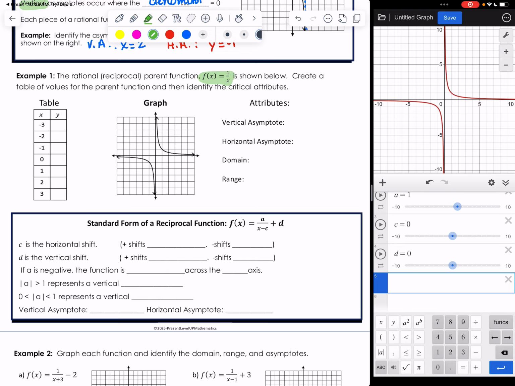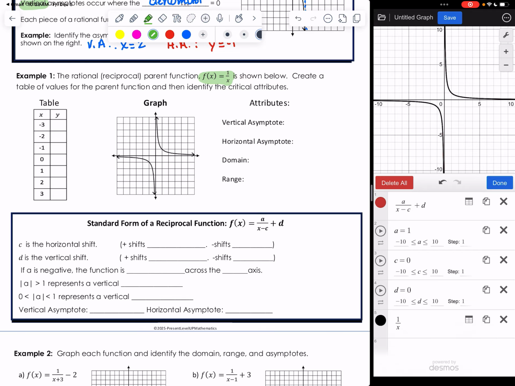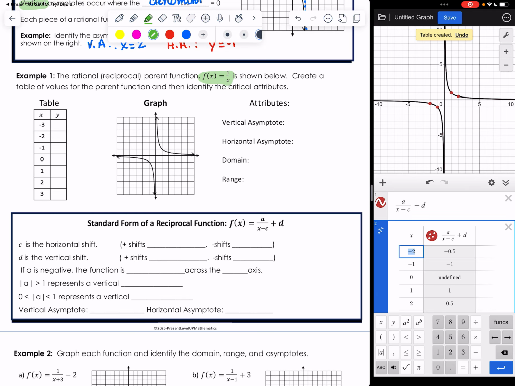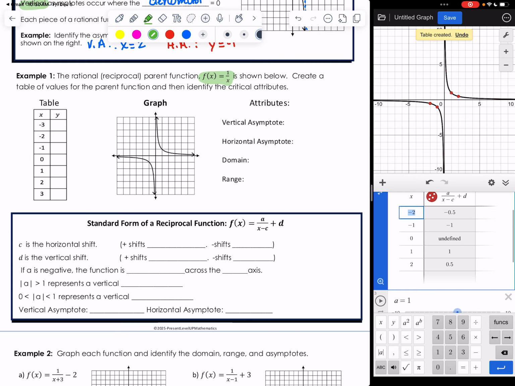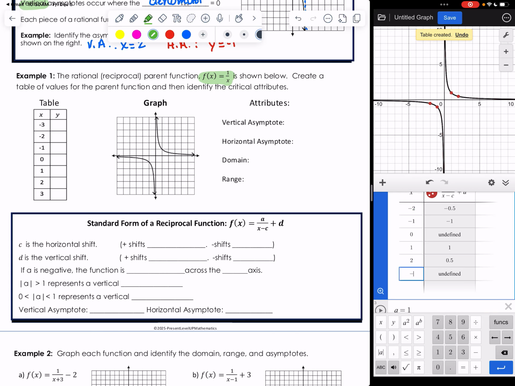So what I'm going to do is make a table, 1 over x. I want to make a table on my calculator here. So I need a -3. And so it's negative, we'll fill in this table here, -0.3. So you can see on this graph, if I go to the left 3, 1, 2, 3, and down 0.3, I would land right here.